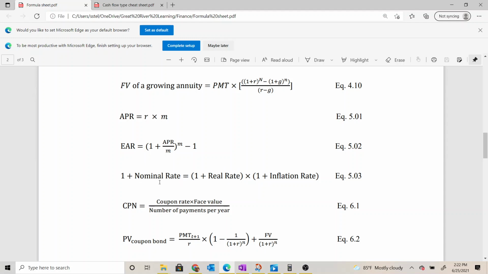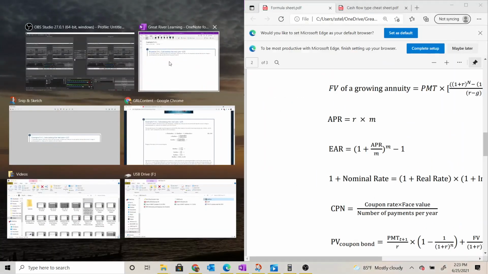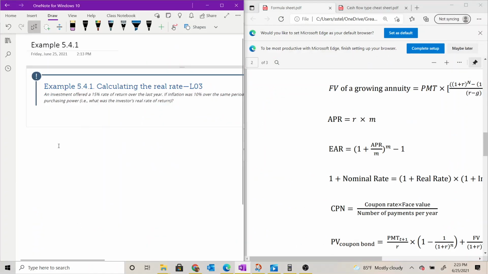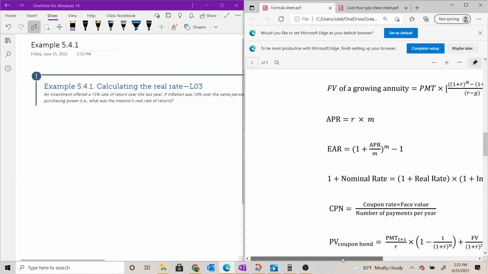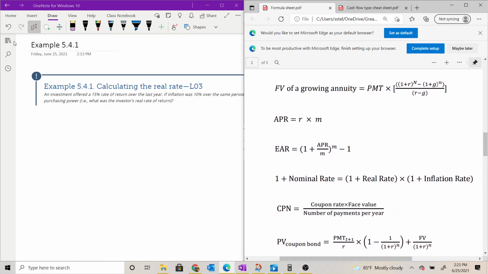In this case, we know the nominal rate. We had a 15% rate of return on the investment. We know the inflation rate. Prices rose 10% over that period, so we can use those two pieces to solve for the real rate. All right, so let's write out the Fisher equation first, and then we'll adjust it to what we actually need. So 1 plus the nominal rate is equal to 1 plus the real rate times 1 plus the inflation rate.